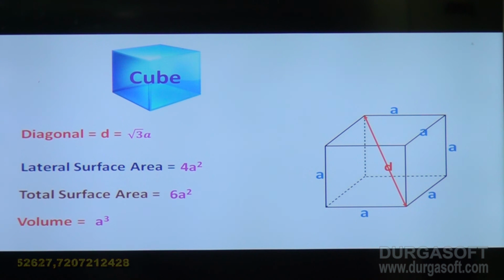So we have the volume, which is equal to a cube. Volume of a cube is equal to a cube.